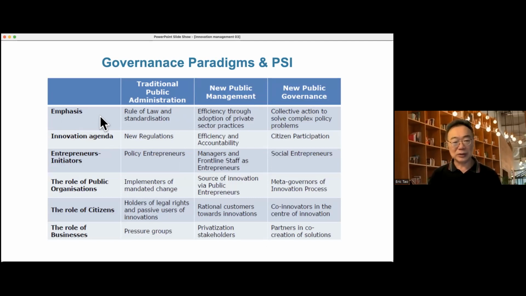So traditionally, what's the emphasis? The government wants to decide the law and standard. Okay, then the new management is that not only do you want to create a law and a standard, you also want to be efficient in your operation, and you want to look at what the private sector is doing and learn from that and bring that to the government.